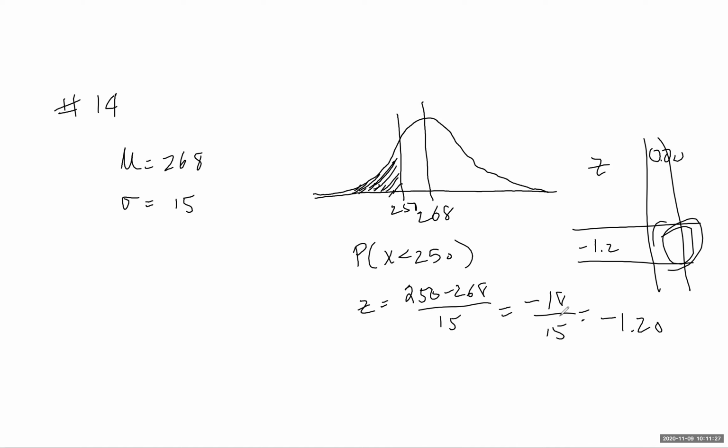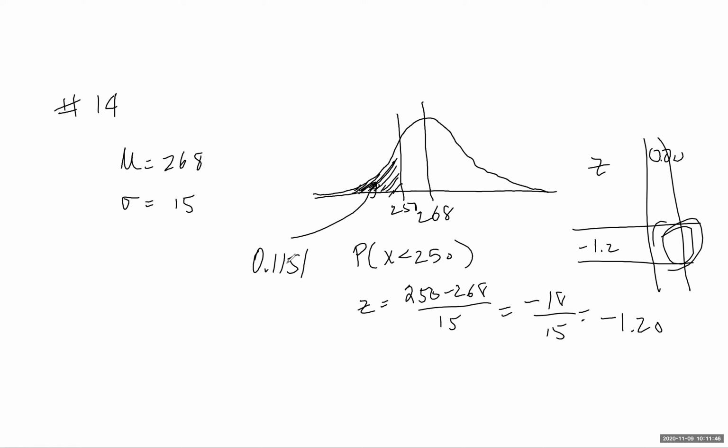So let me see, negative 1.2, 0.00: 0.1151. This area, 0.1151. So to answer our question, the probability that a pregnancy lasts less than 250 days is 0.1151, or about 11.5%.